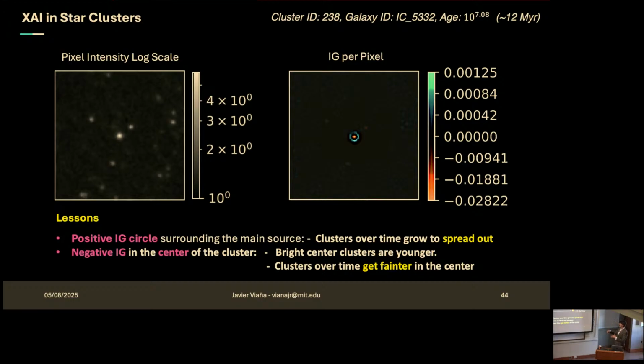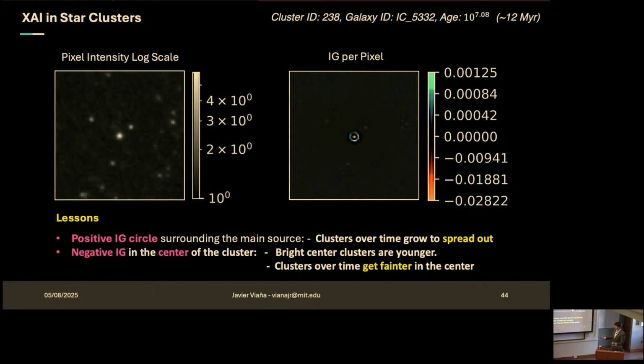Why? Because the higher the intensity within those pixels of the halo, or the circle, the more it is going to contribute to a higher H, because it's a positive contribution. So the model has been able to pick up a way to explain theory, physics, in some way, right? I didn't know this before we started working on the project, that older stars are more diffuse, sort of. They grow to spread out, right?